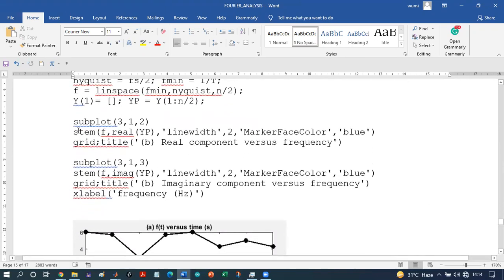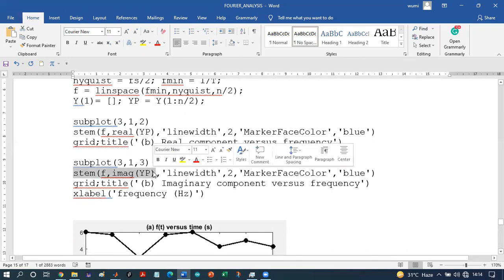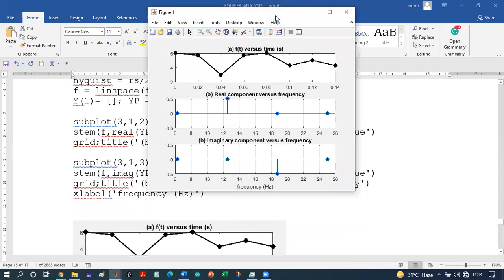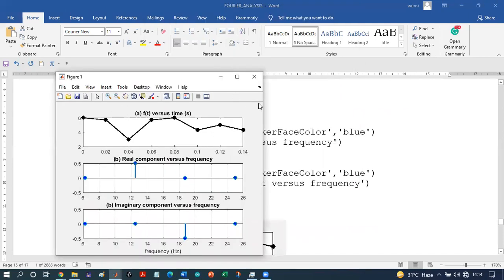Then to plot, this is the most important here. All of these are just extras. This is the most important here in this line. All of this is just saying that you should make it blue and the line weight should be 2. So when we do the plotting, this is the plot. This is the signal in the question.